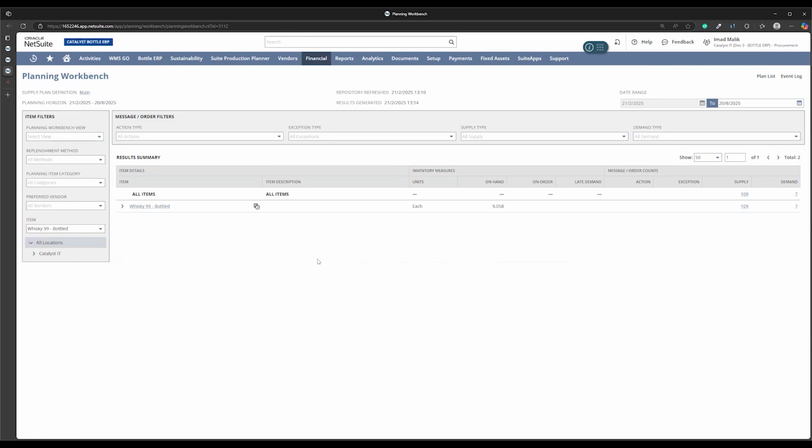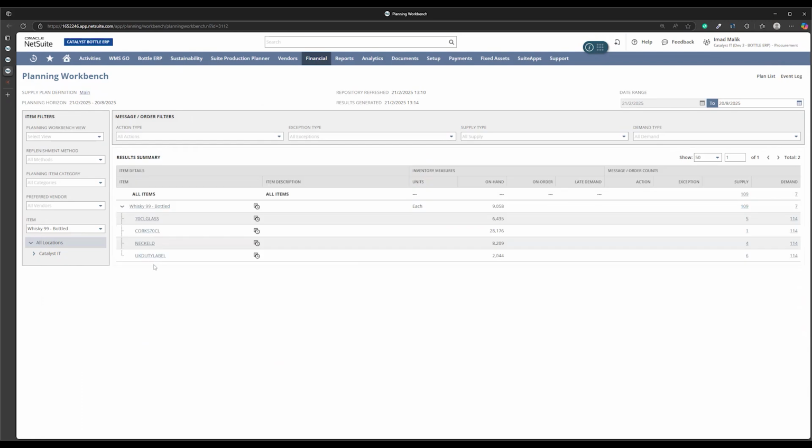So I've brought up an example planning workbench for one of my products, my Whiskey 99 bottled. It's a finished product, but it takes multiple different components that we can take a look at as well. And we can have a look at each one of those components, the stock levels, what sort of supply is required, where the demand is coming from, etc.